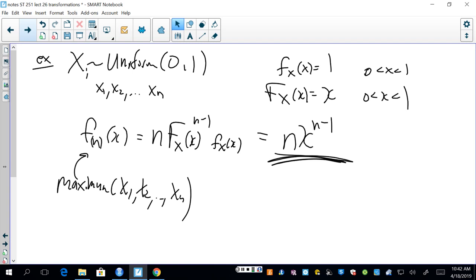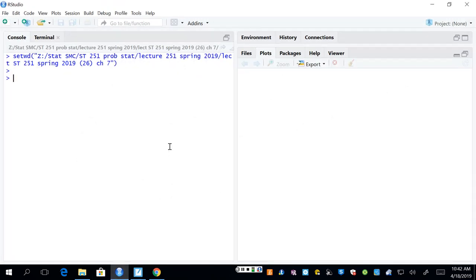That's then the density function for this one. Let's see what it looks like in simulation. So if we take a bunch of, let's say we take 5, and we're going to take 1,000 different samples. We're going to take 1,000 samples.